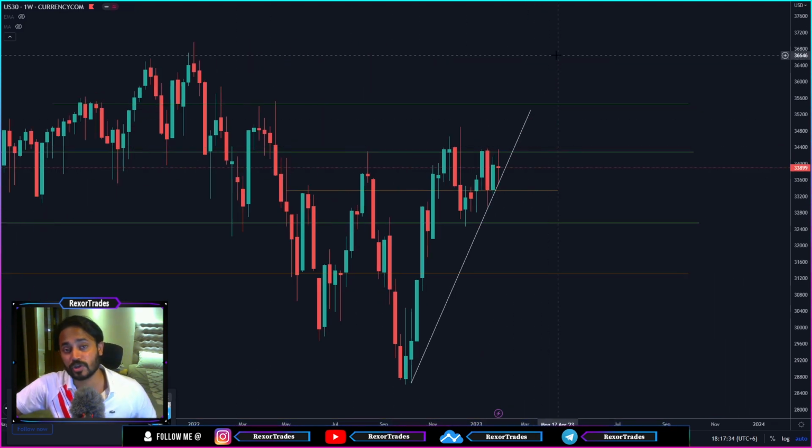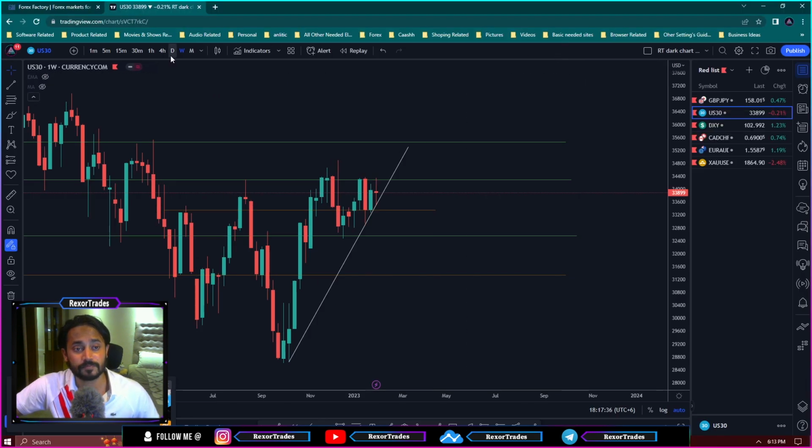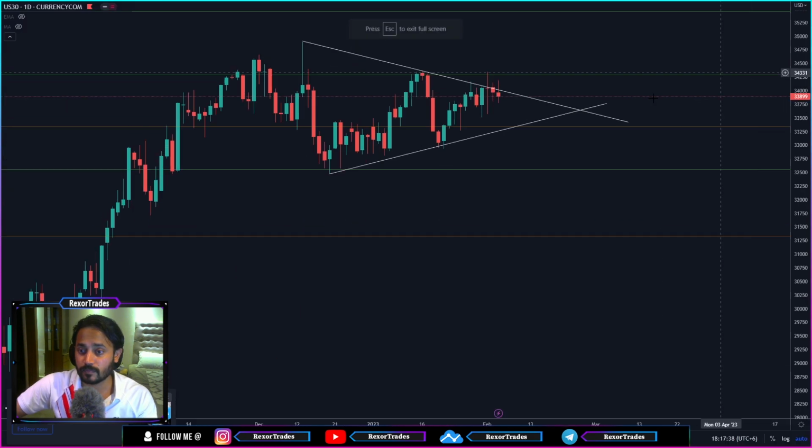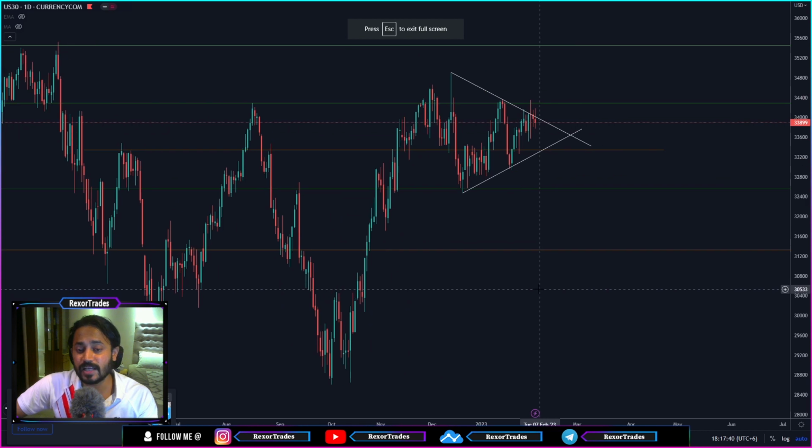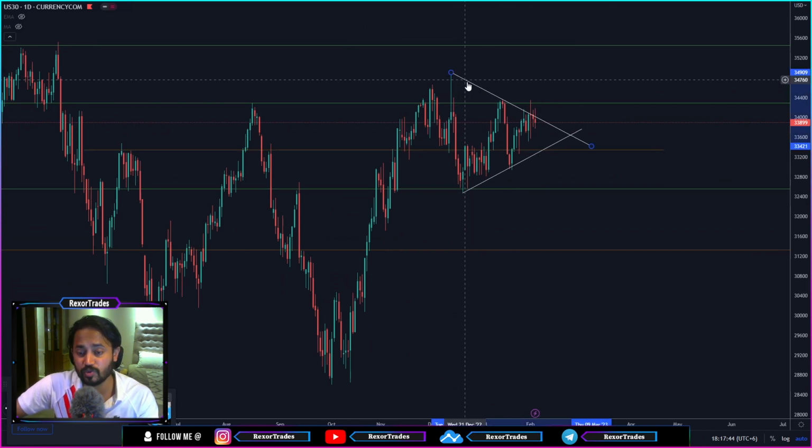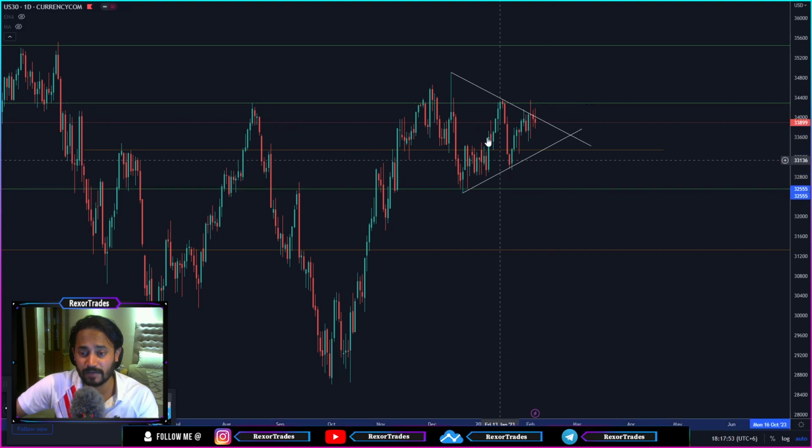Now, if you go to even shorter time frame like a daily time frame, then you can see how US30 is currently shrinking the price in between two trend lines. As you can see, these lower highs, higher lows being formed in between this resistance and also support level over here that we just talked about on the weekly time frame as well.